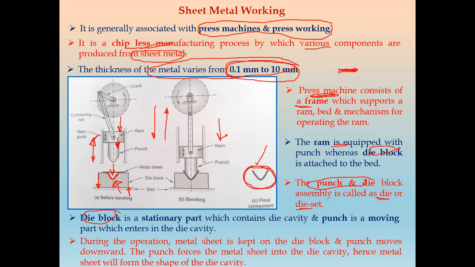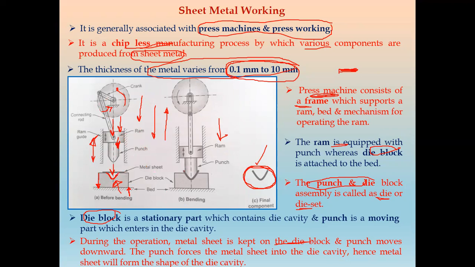So during the operations, the sheet metal is kept on the die block. In that, the punch moves in the downward direction. When this crank rotates, it oscillates this connecting rod, and because of that this ram is moved in the downward direction. So during the operation, with sheet metal kept on the die block, the punch pushes it downward.